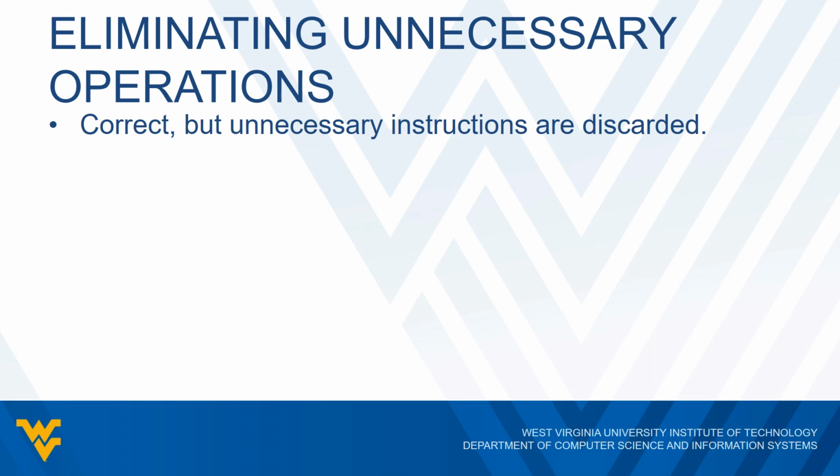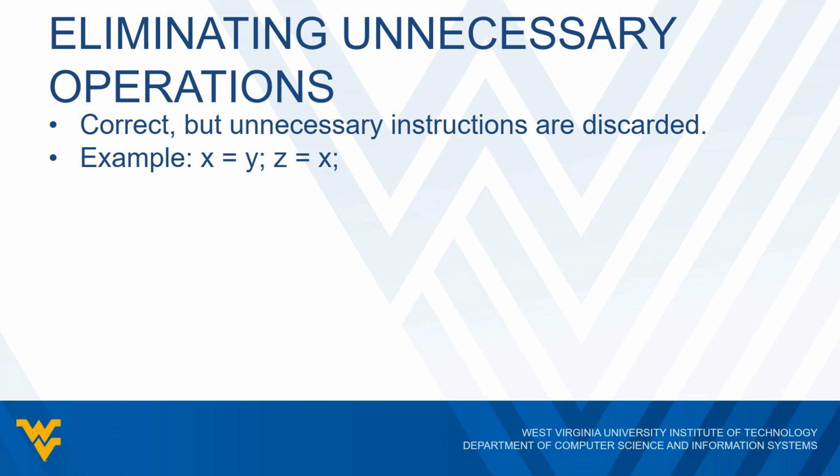The third option is to eliminate unnecessary operations. The idea here is that we have instructions that are correct, but they're not necessary, so we just discard them. Let me give you an example. Let's say we have the code x equals y and z equals x. So we're going to assign y to x, and then we're going to assign x to z.